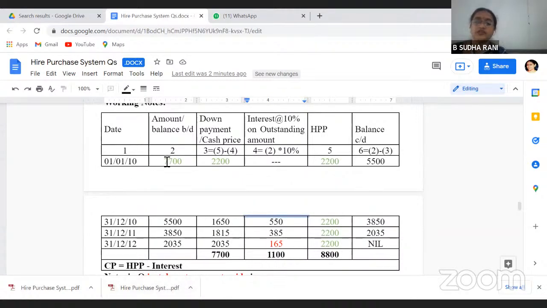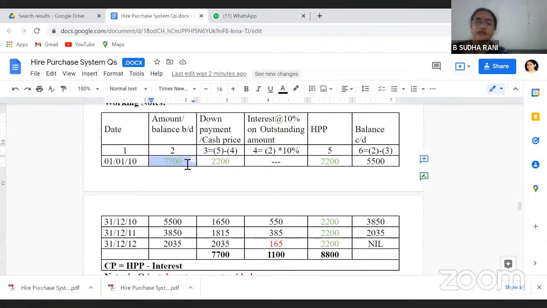So please do concentrate. The initial payment is the cost price given in the question. This is the down payment given in the question. In the first year you will not pay any interest, so that down payment itself becomes the hire purchase price on the date of purchase. From the cash price, if you subtract the down payment, you get the balance to be paid to the vendor, 5,500.